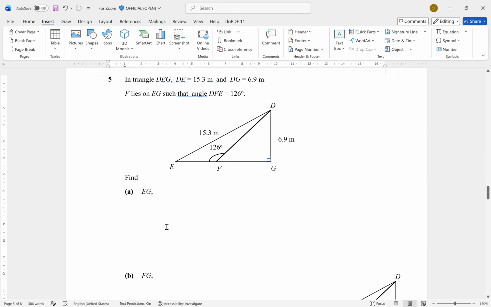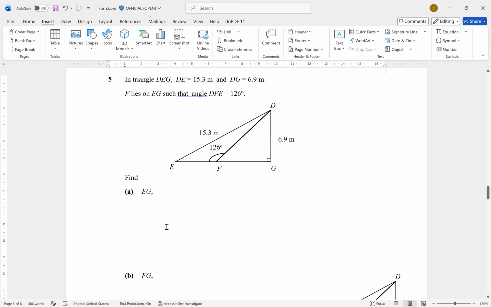Okay, let's take a look at question 5. In triangle DEG, DE is 15.3, DG is 6.9. F lies on the line EG such that angle DFE is equal to 126. All right, so now we're going to find part 1, find EG.